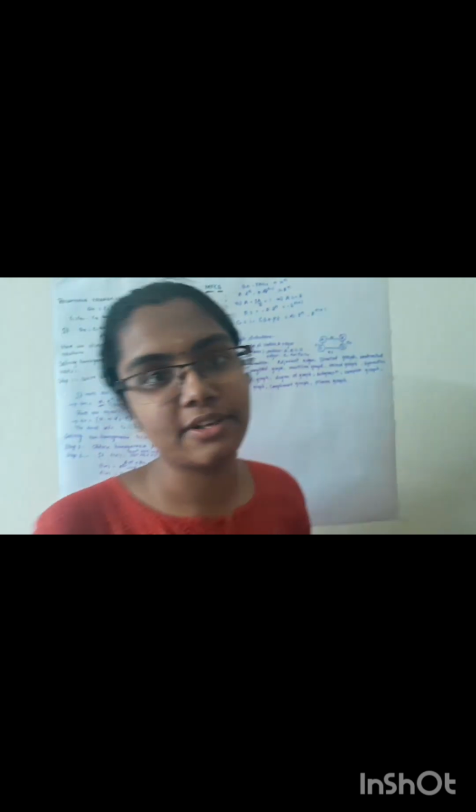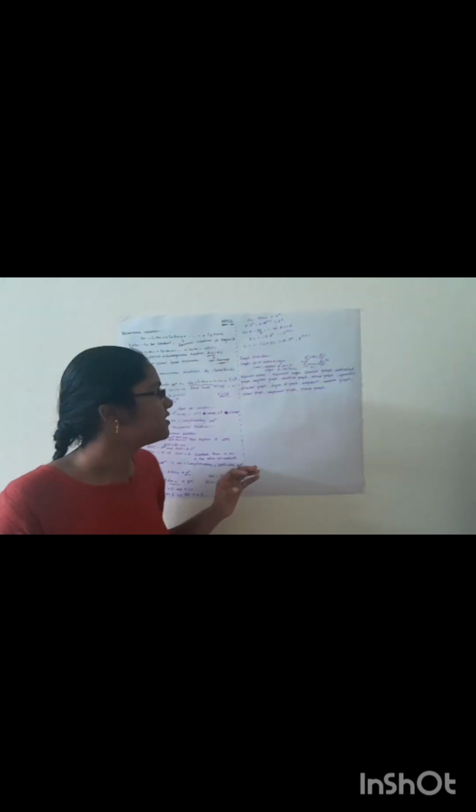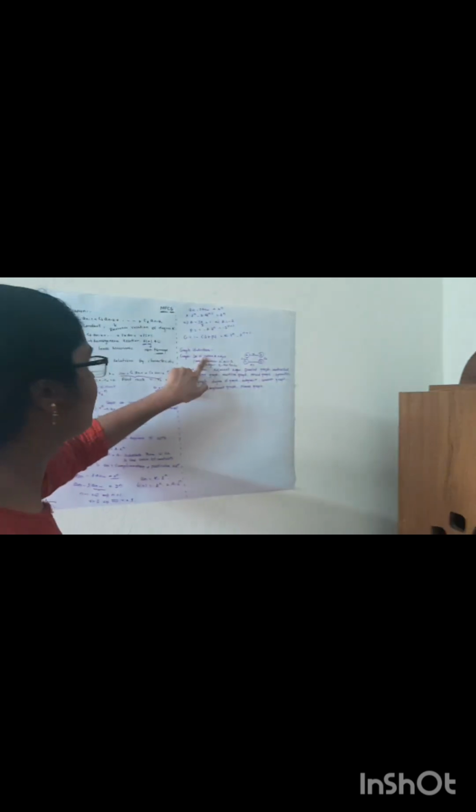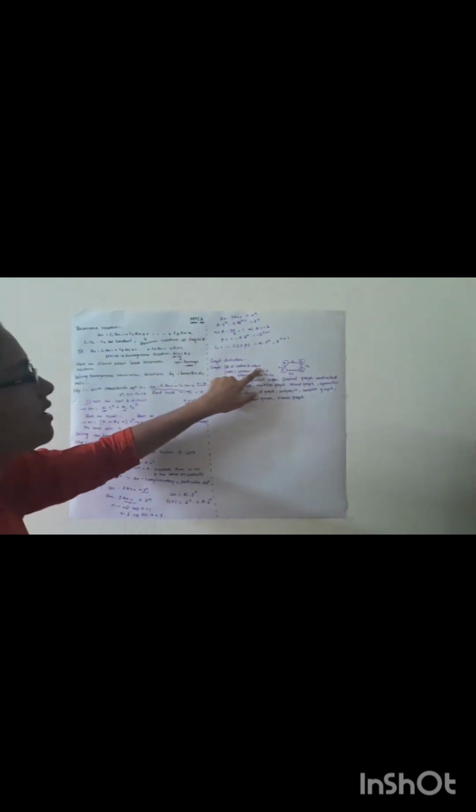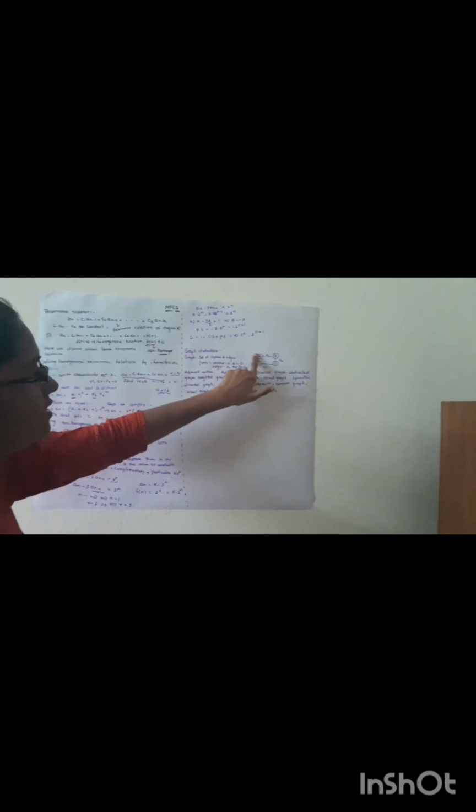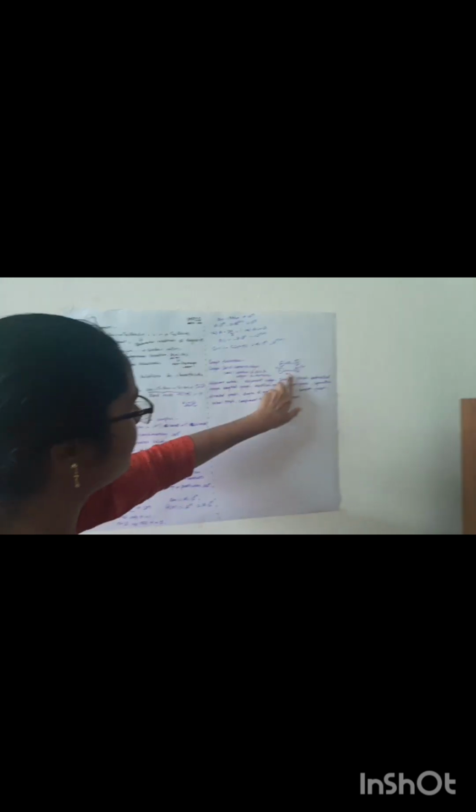Next, I am going to tell about graph definitions. First of all, what is a graph? A graph is a set of vertices and edges in which vertices are connected with edges. Suppose let's consider a graph like this.